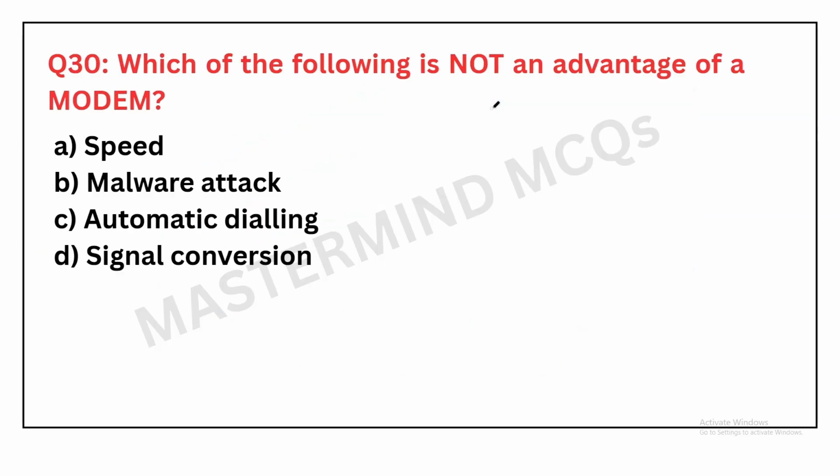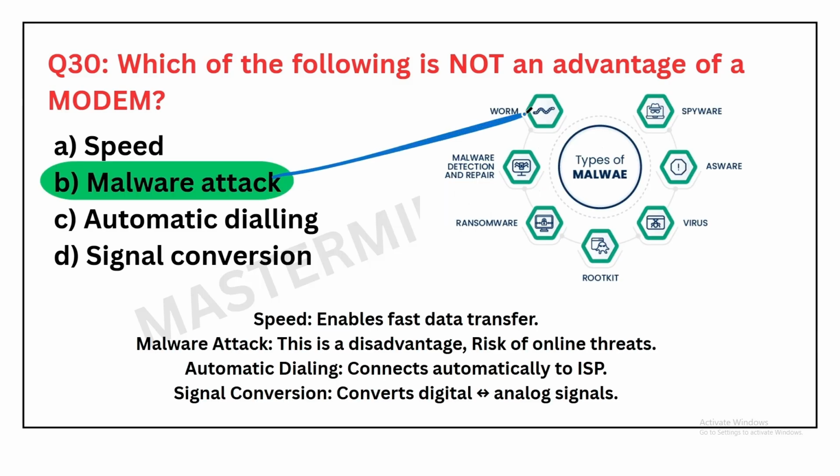Question number 30. Which of the following is not an advantage of modem? Option A, speed. Option B, malware attack. Option C, automatic dialing. Option D, signal conversion. The right answer is option B, malware attack.